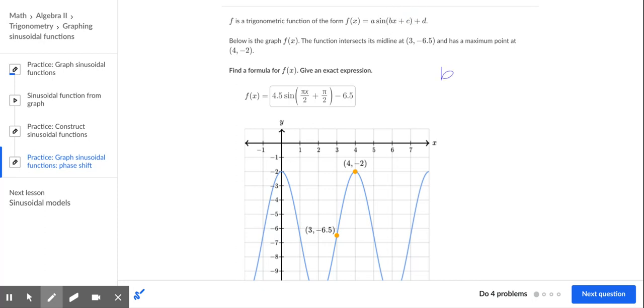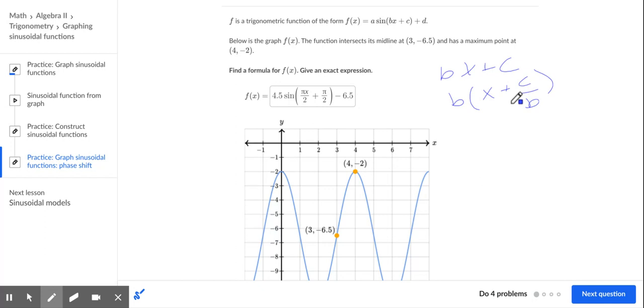So bx plus c, if I factor out the b, I'm going to have b times x plus c over b. This c over b is my phase shift. So c over b is the phase shift.